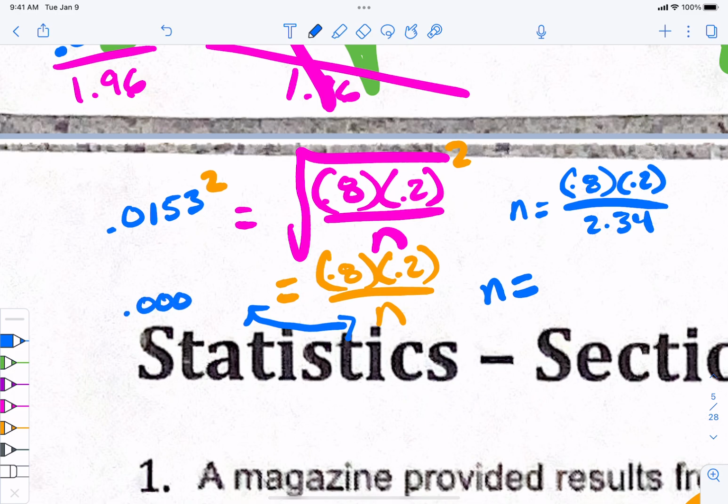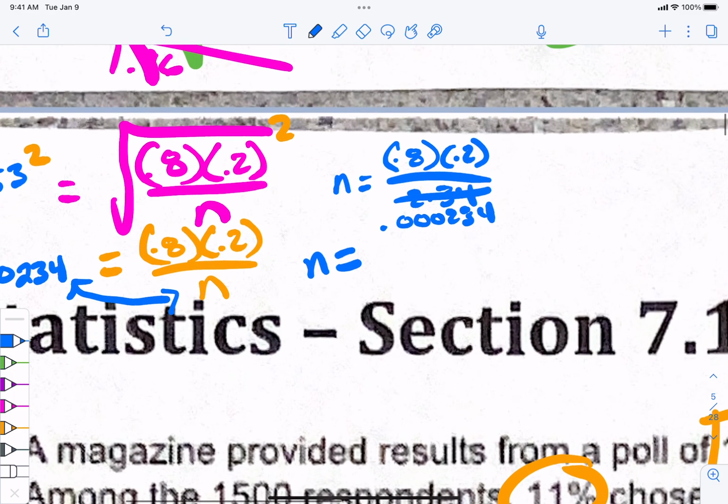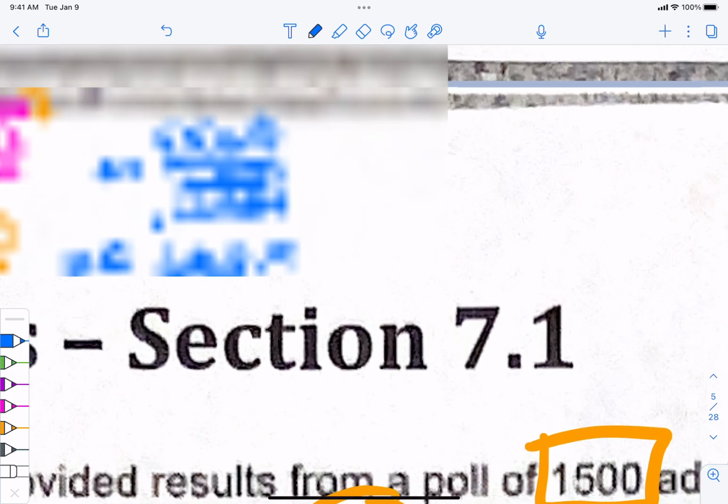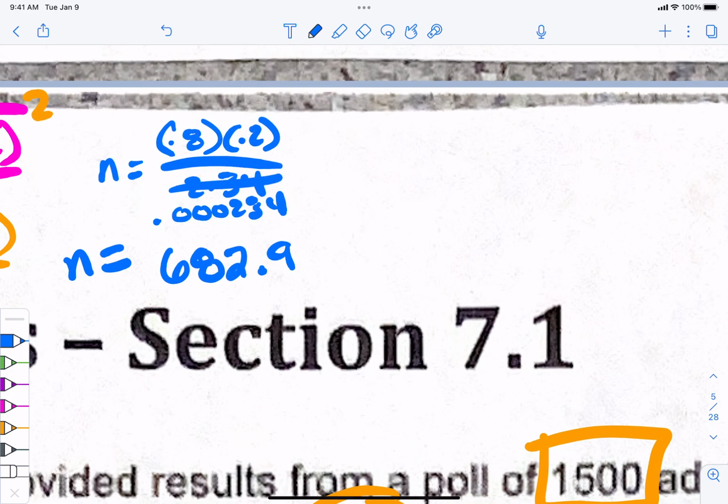0.000234. And when you divide that, you get what? 682.9. I got 683.7. I also got... But I also didn't round the whole time. Okay, that's fine. You didn't retype. Am I in trouble? 682.9. No shot. This is your N.